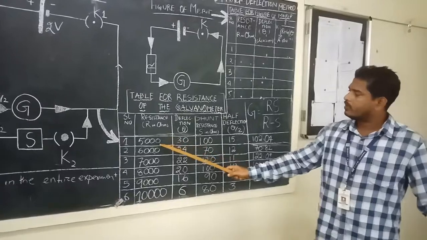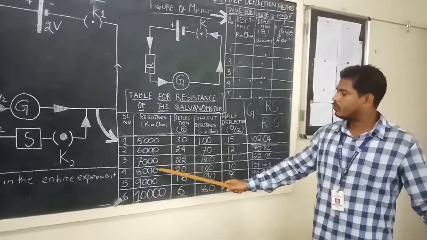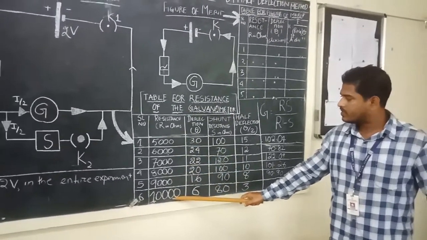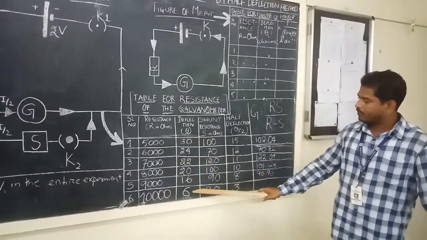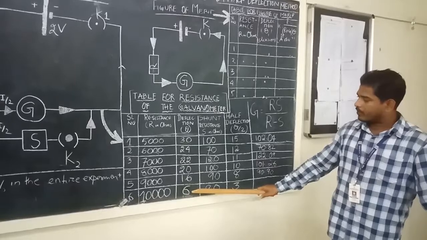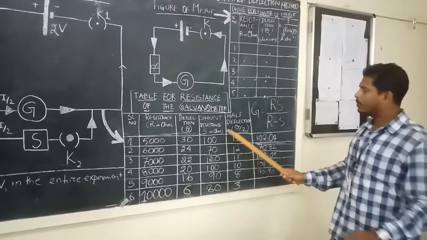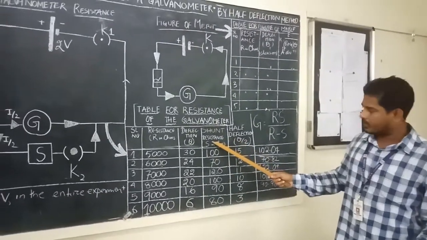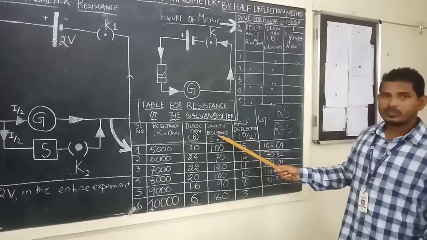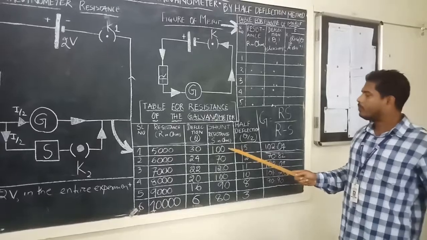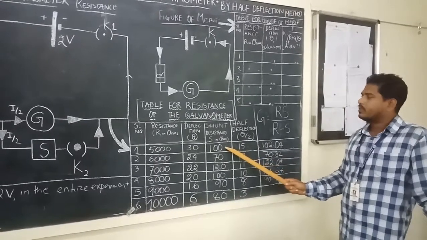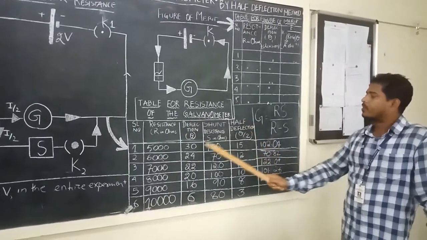Likewise, we will increase the resistance by 1000 ohm each time and find the deflection in the galvanometer coil. Again, by bringing the shunt resistance into the circuit and closing the shunt resistance key, we will find at what particular shunt resistance there is a half deflection in the galvanometer.